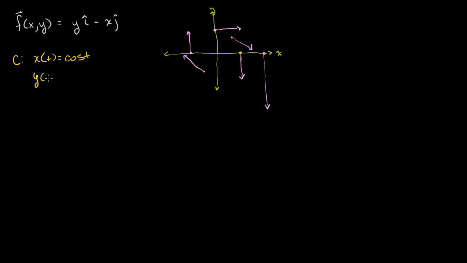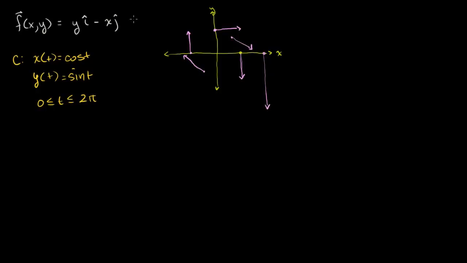And y of t is equal to sine of t. And the path will occur from t, let's say 0 is less than or equal to t, is less than or equal to 2 pi. You might already recognize what this would be. This parameterization is essentially a counterclockwise circle.